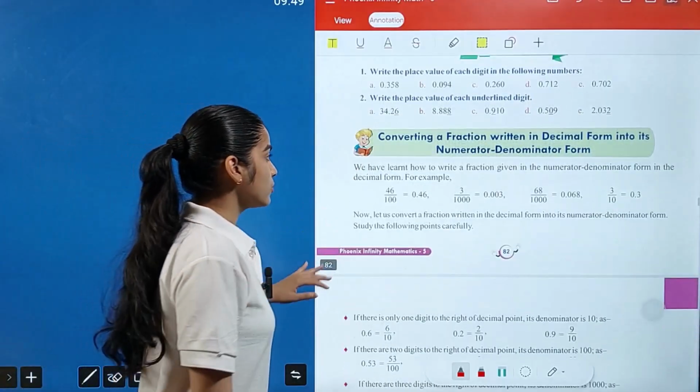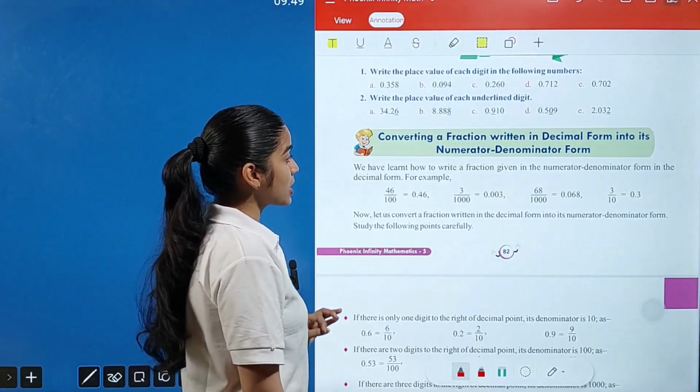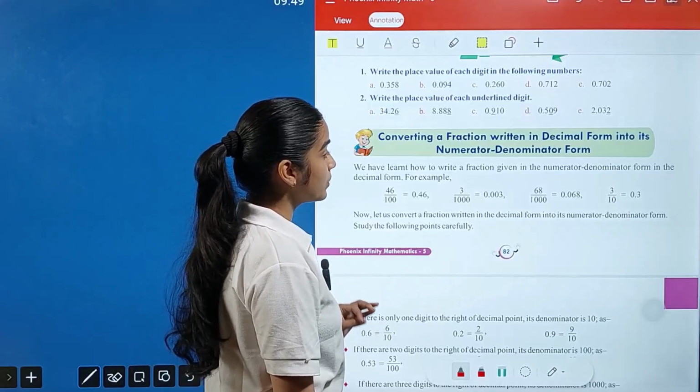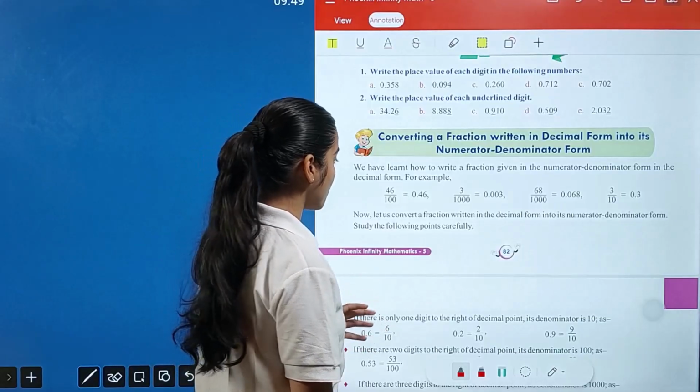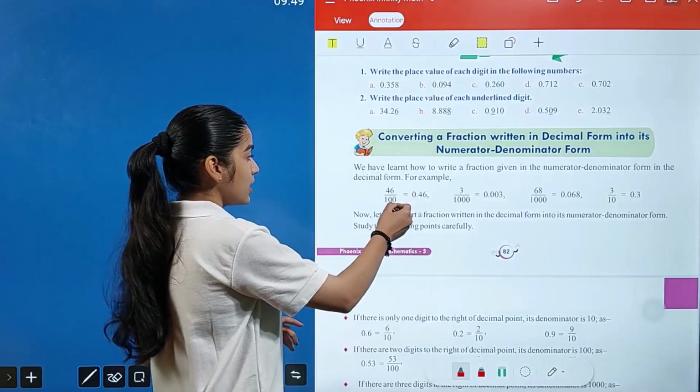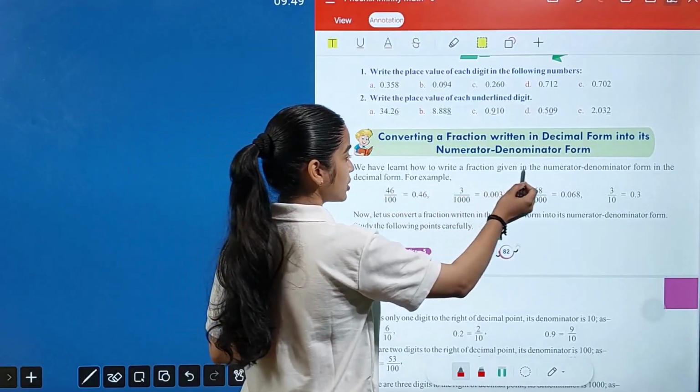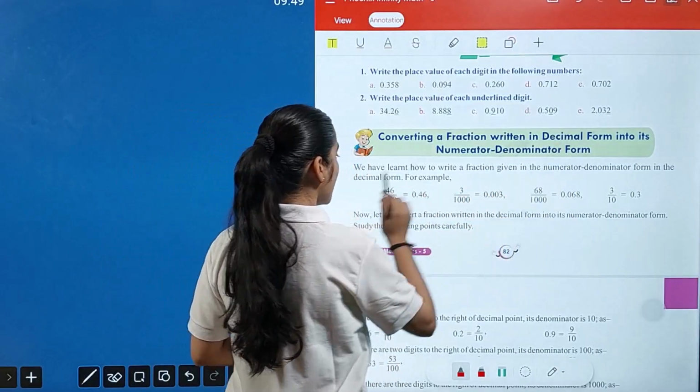Now we move forward to a new concept, which is converting a fraction written in decimal form into its numerator-denominator form. So 46 upon 100. We have learned how to write a fraction given in the numerator-denominator form in the decimal form.